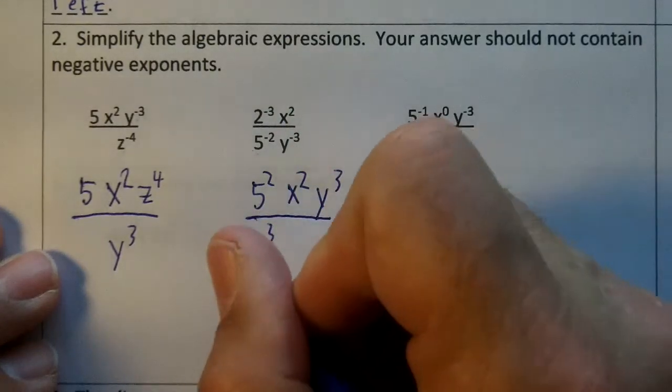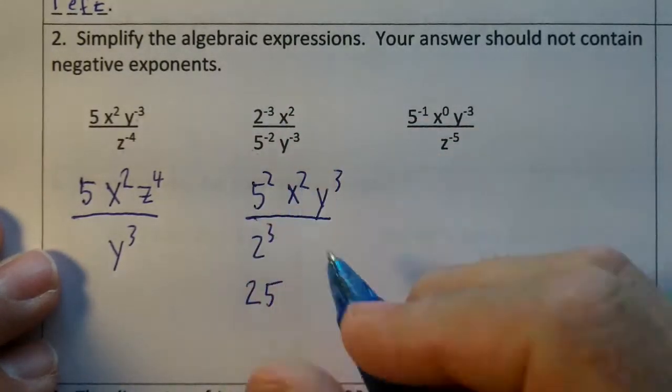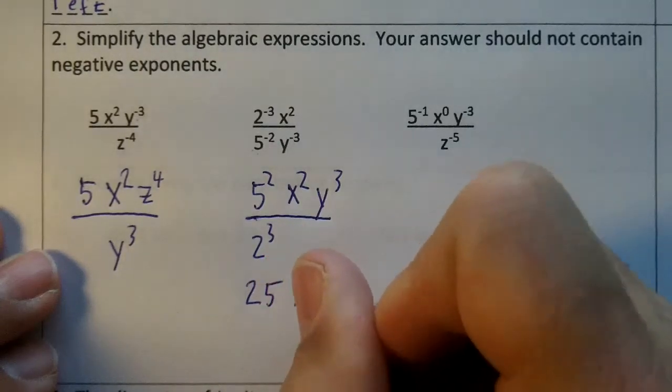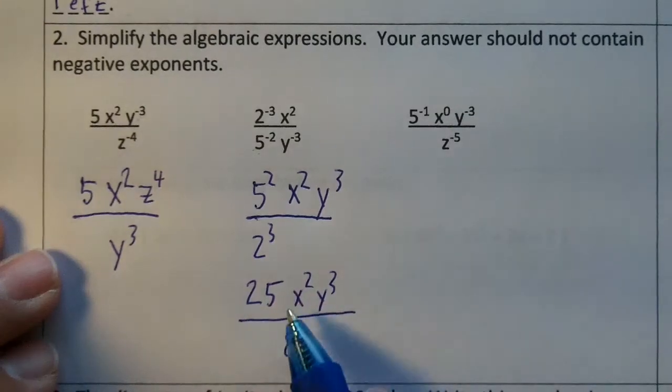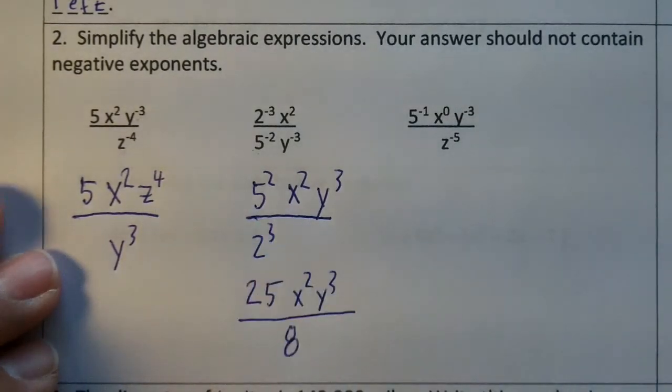Now then, 5 to the second is 25. We have x squared y to the third, all over 2 to the third, which is 8. Notice our answer does not have any negative exponents.